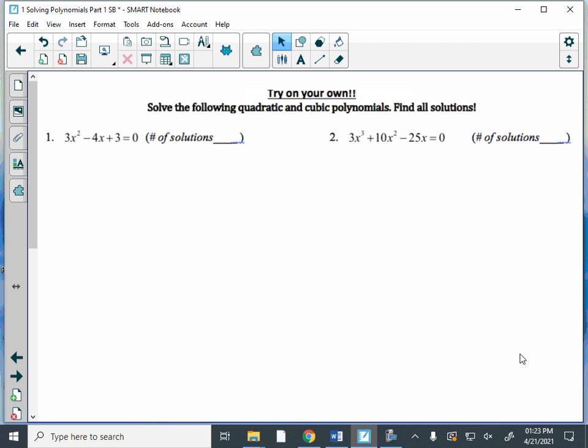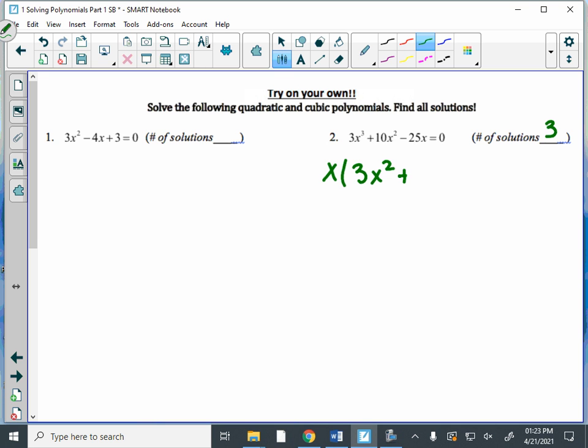For problem 2, this is a cubic because the degree, or largest exponent, is 3, so that means it's going to have 3 solutions. Check for GCF first. I noticed they all have at least one x, so I'm going to factor out one x, and we're left with 3x squared plus 10x minus 25 equals 0.